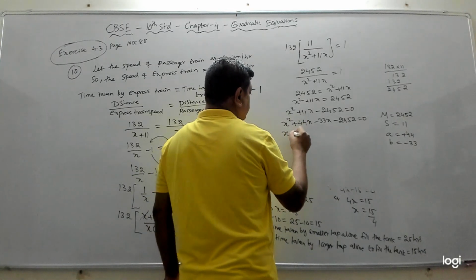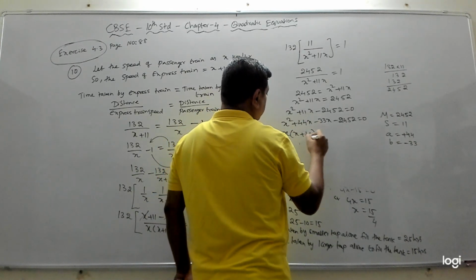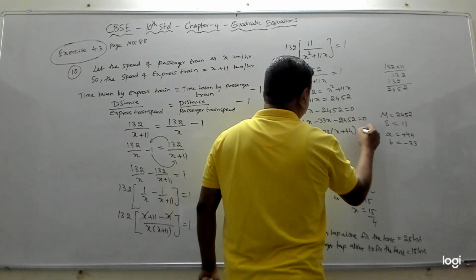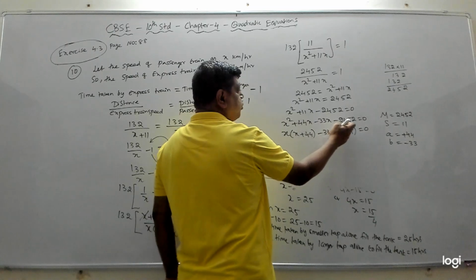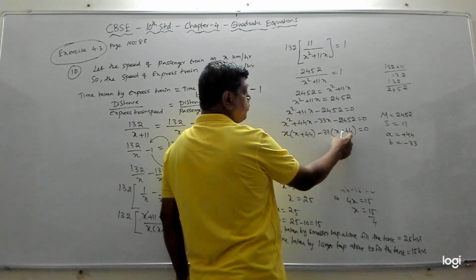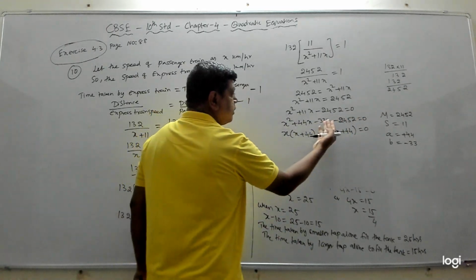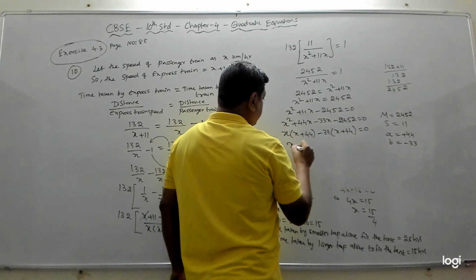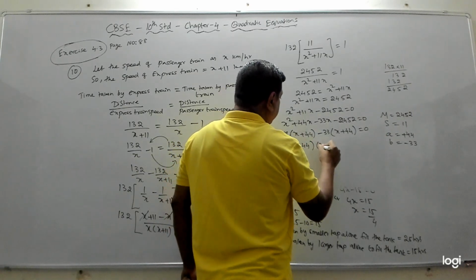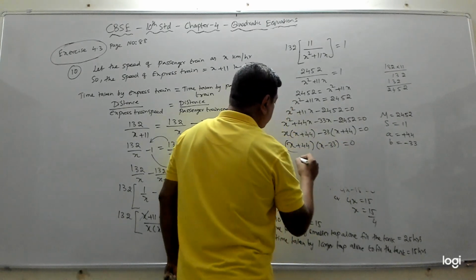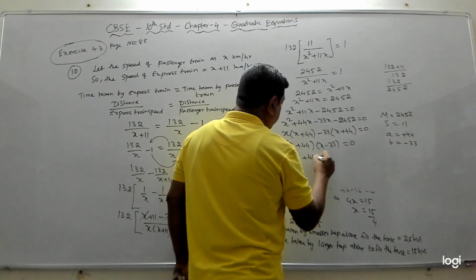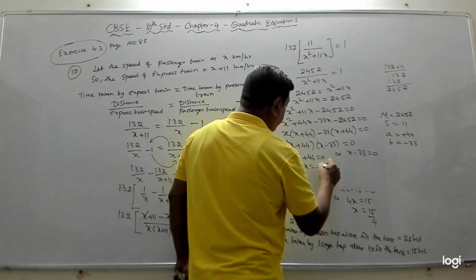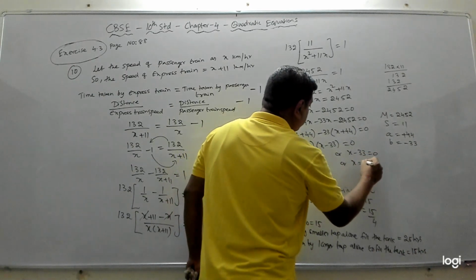Now in this, if we take x common, you get x plus 44, then minus 33 common, x plus 44 equal to 0. If you divide 1452 by 33, you get 44. So when I am taking 33 common, I am dividing 1452 by 33, I will get 44. Now again here x plus 44 is common, so you will get x minus 33 equal to 0, which means x plus 44 equal to 0 or x minus 33 equal to 0, which means x is equal to minus 44 or x is equal to 33.